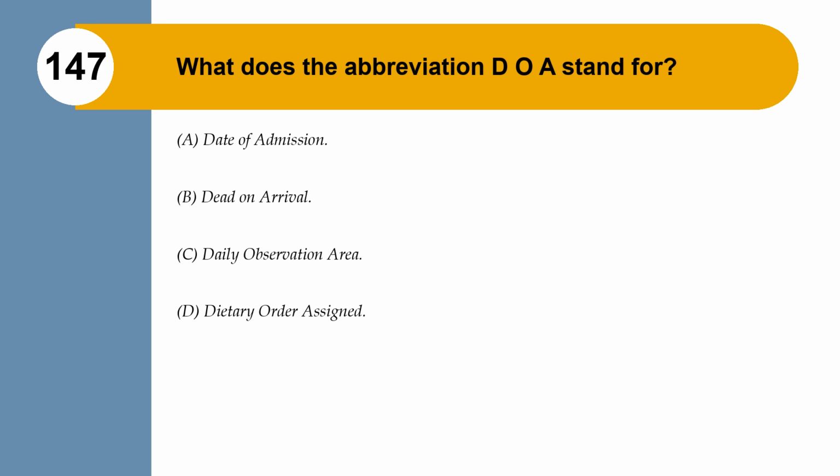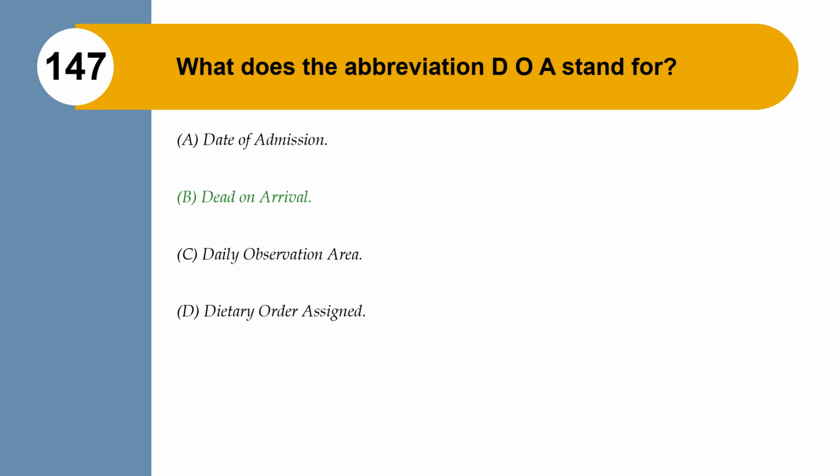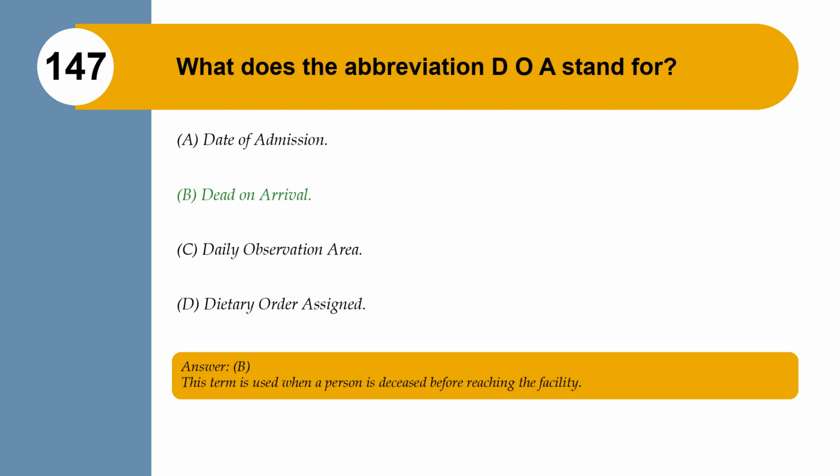Question 147. What does the abbreviation DOA stand for? Option A, date of admission. Option B, dead on arrival. Option C, daily observation area. Option D, dietary order assigned. The correct answer is option B, dead on arrival. Explanation. This term is used when a person is deceased before reaching the facility.